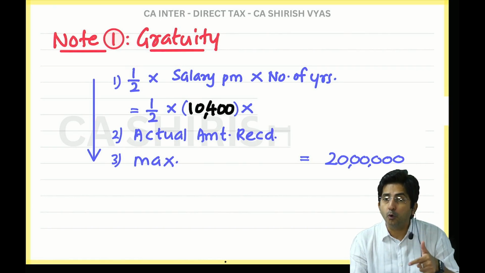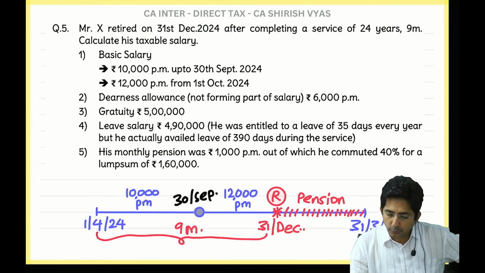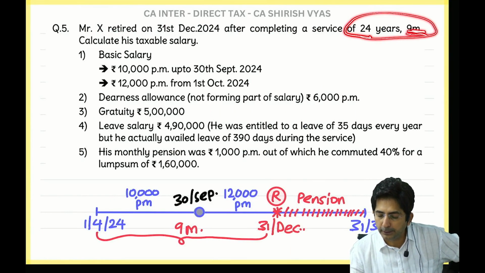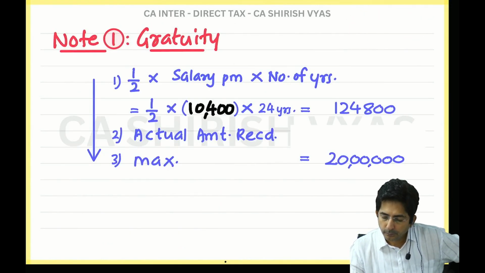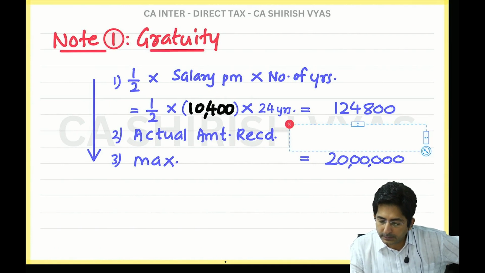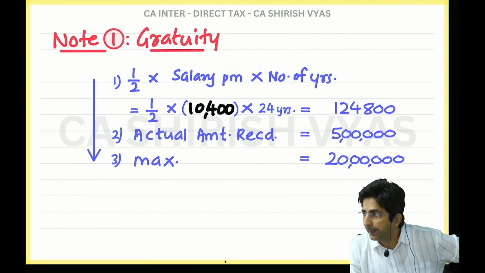See, he is not POGA, so round off nahi hoga. No rounding off. So tell me what is the service? 24 years, 9 months, but we will ignore the fraction. It will be kept as 24 years only. So how much you get? 124,800. And actual amount received is 5 lakhs. And 20 lakhs is the maximum limit.